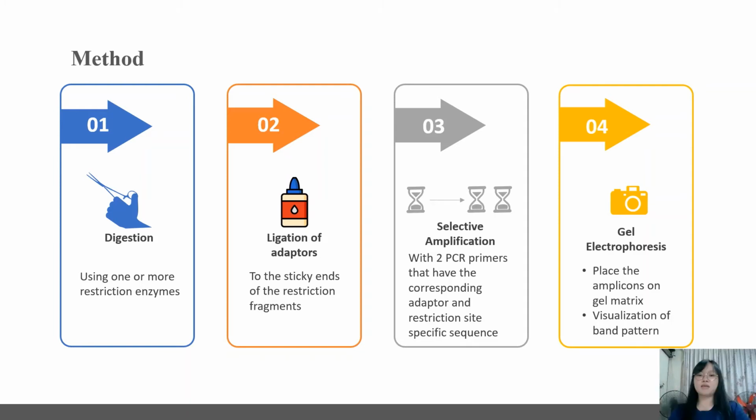So we will place the amplicons on the gel matrix, and then once the electricity is turned on, the fragments will move in the gel matrix. So the bigger fragments will move a shorter distance, while the smaller fragments will move a longer distance. And then after that, we can visualize the band pattern. From the band pattern, we can know the DNA fingerprint of that particular individual.